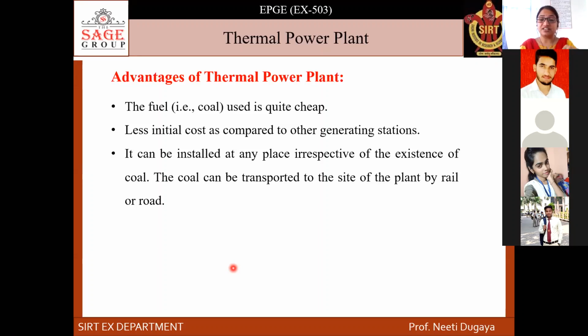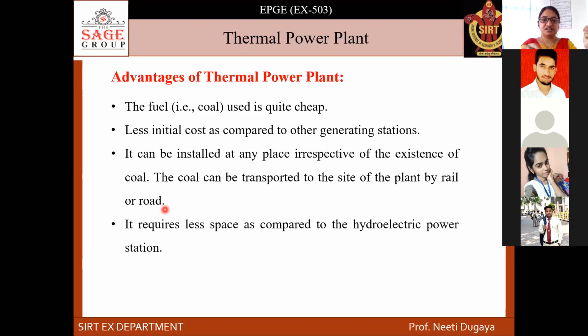The coal can be transported to the site of plant by rail or road. It should be available whenever you are going to set up the thermal power plant. There should be proper road transportation or railway transportation, so that coal could be transferred, so that equipment and machinery could be transferred, and construction could be there. So these are the things.